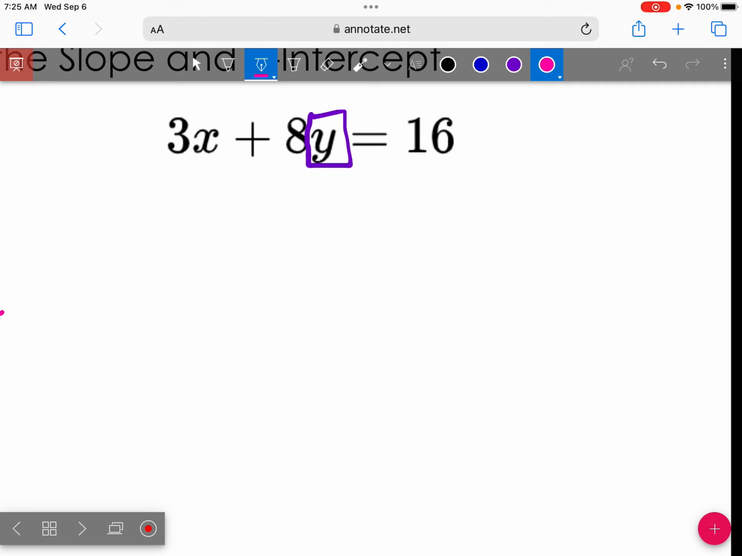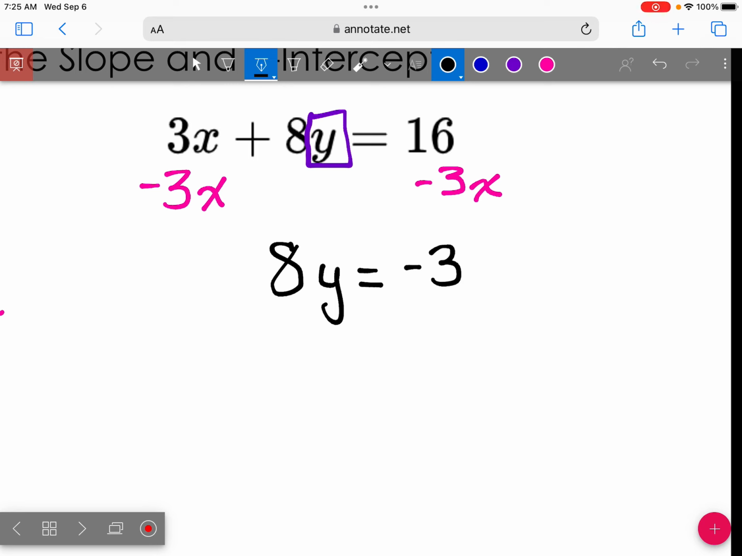Minus the 3x on both sides. That's going to leave me with 8y equals -3x plus 16. I want that x in front, so we're just going to squish them in there.